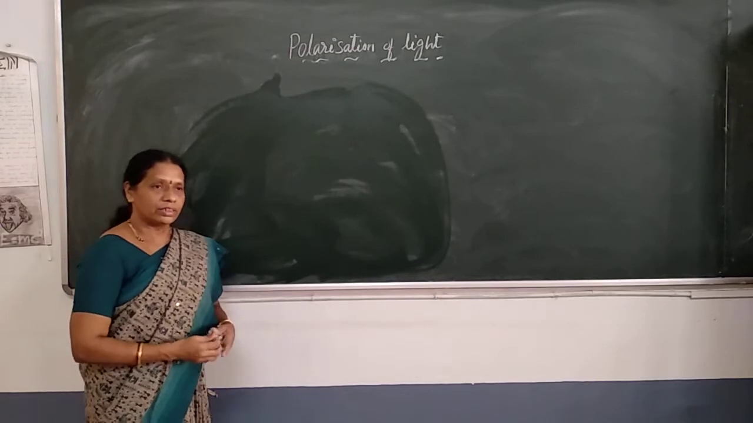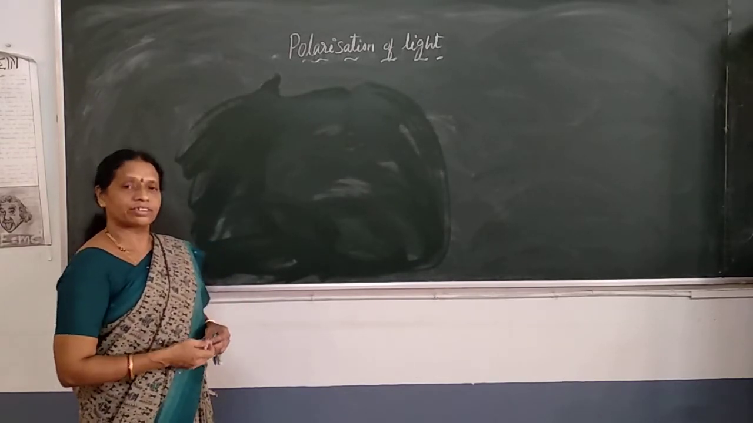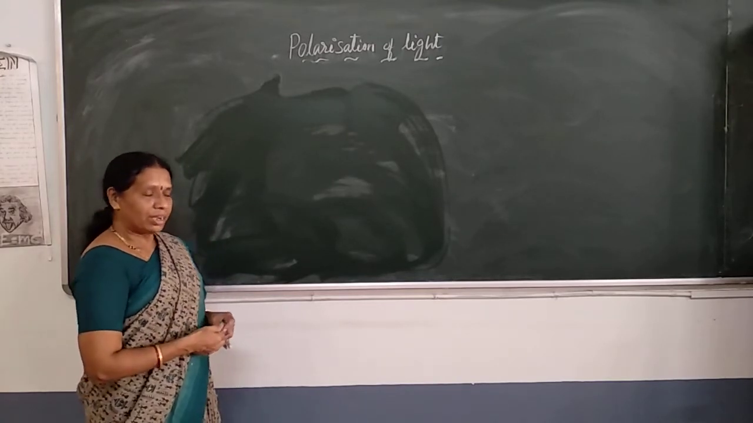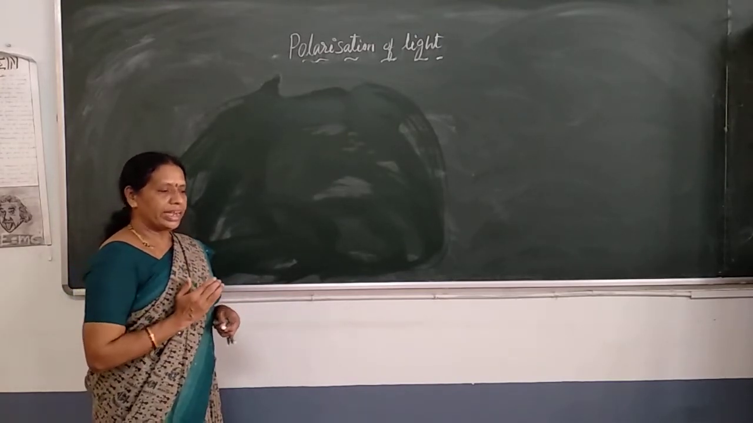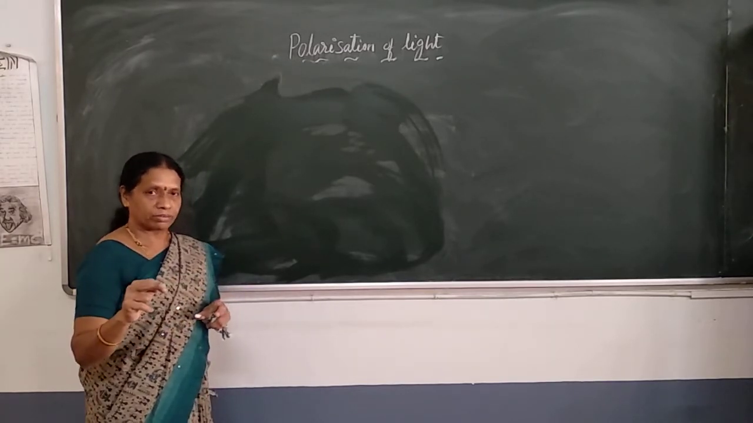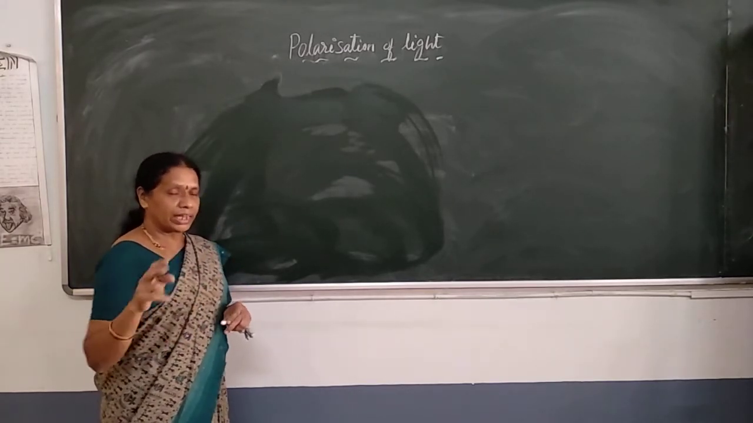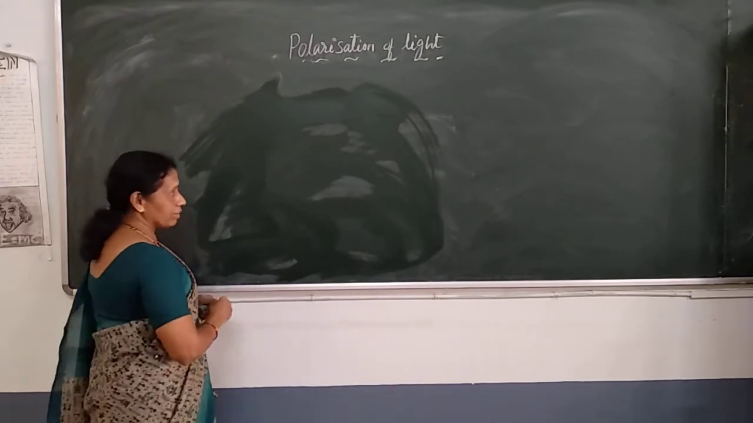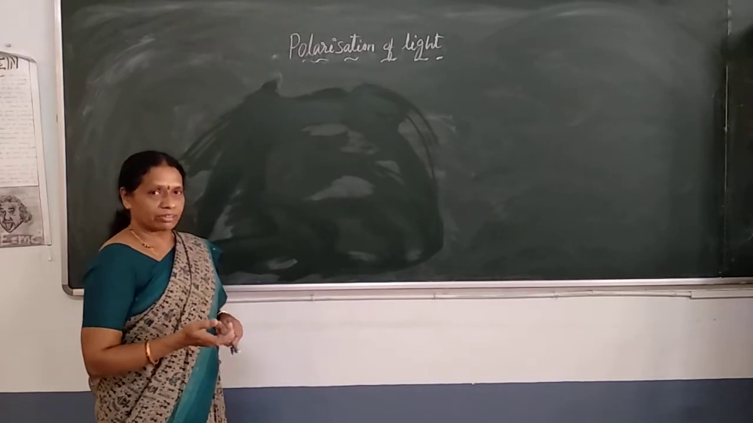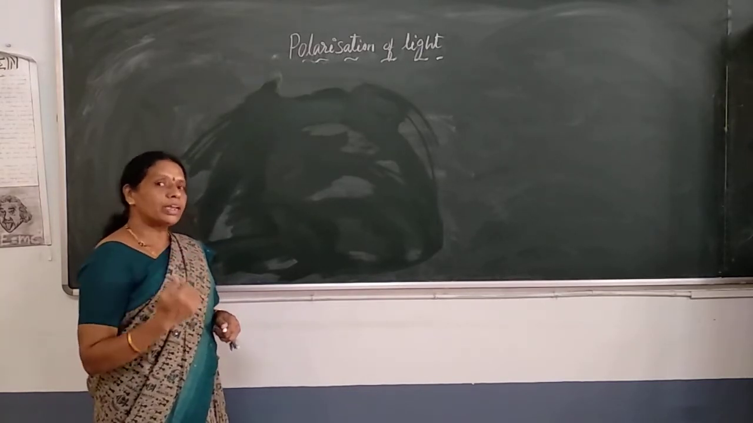Certain crystals show this phenomenon. Crystals such as calcite and quartz exhibit this phenomenon, double refraction. Double refraction means whenever light is incident on this crystal, that light gets split up into two rays. They travel in different directions. The light splits into two rays, and those rays are plane polarized in two mutually perpendicular planes.